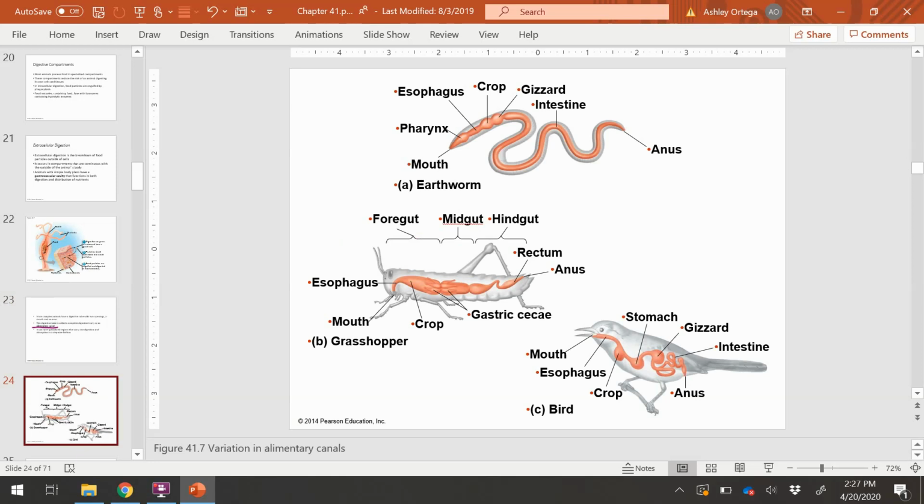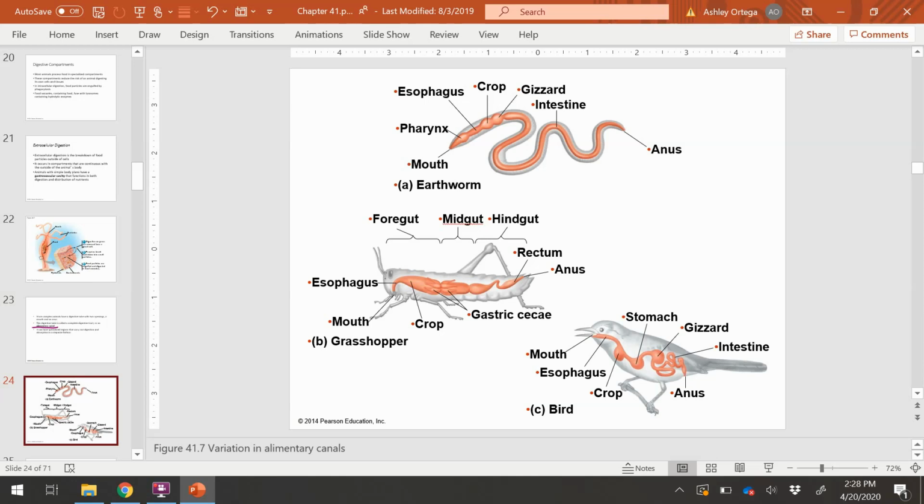The first one's the earthworm. The earthworm starts out by taking in soil through the opening of the mouth. The pharynx pulls the soil in, and then the soil goes from the pharynx to the crop through the esophagus. So in the crop, it's temporarily stored until the gizzard is able to grind it up. And from there, it goes into the intestine where nutrients are absorbed, and then any waste leaves through the anus.